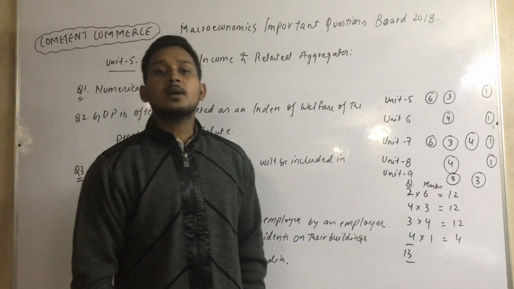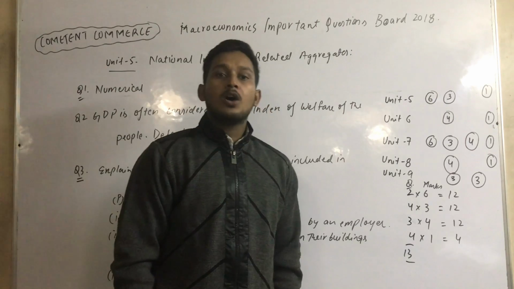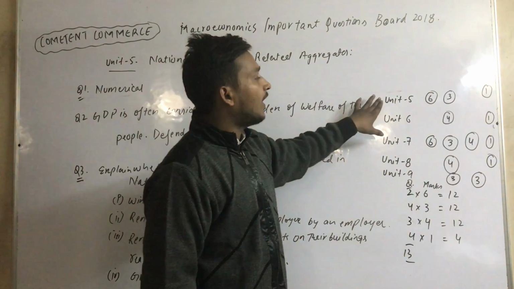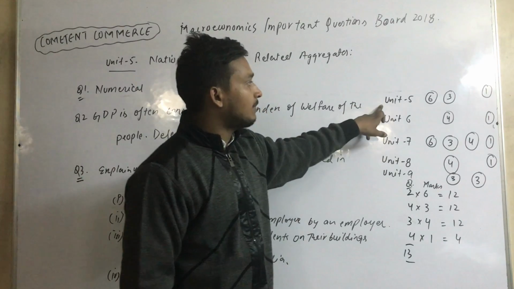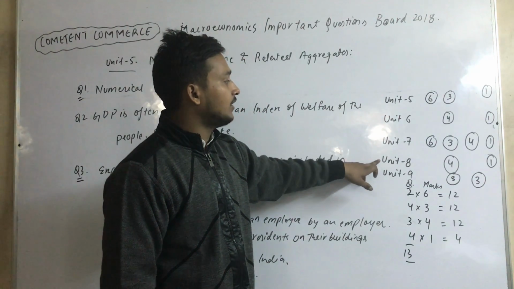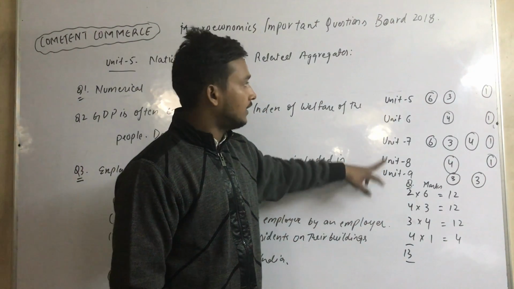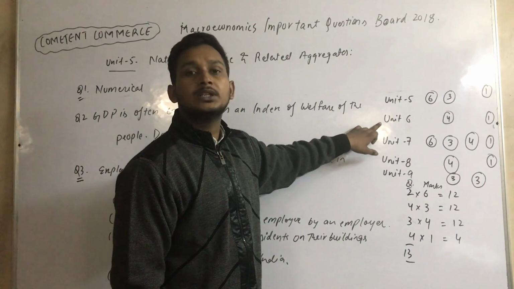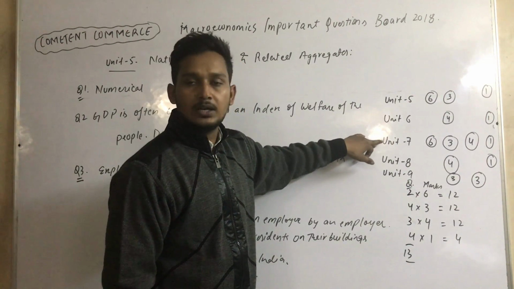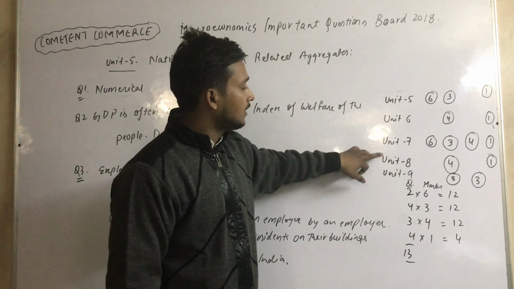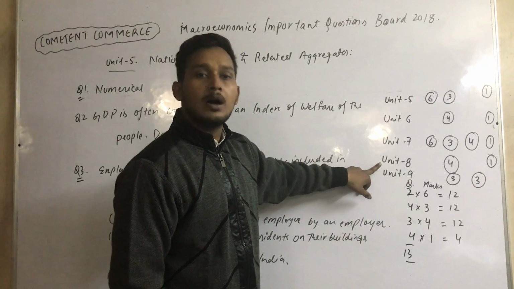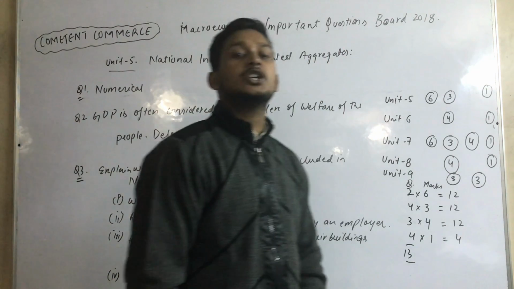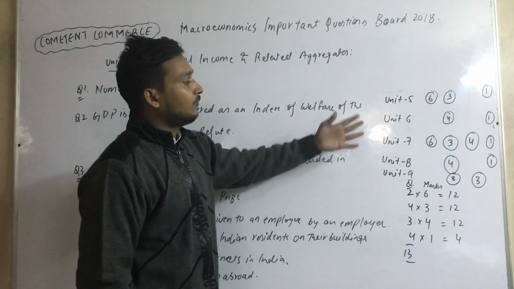So first we will talk about the pattern of the CBSE board exam 2018. There are 5 units in macroeconomics: unit number 5, unit number 6, unit number 7, unit number 8 and unit number 9. Unit number 5 is your national income unit, unit number 6 is money and banking, unit number 7 is the aggregate demand unit, unit number 8 is the government budget unit and unit number 9 is the balance of payment and foreign exchange unit. These are the 5 units.